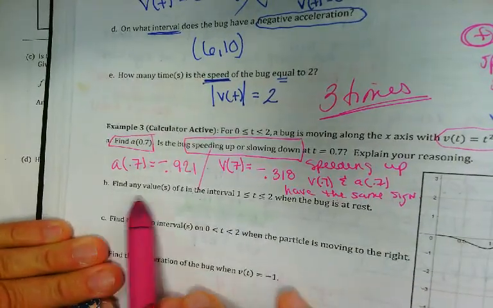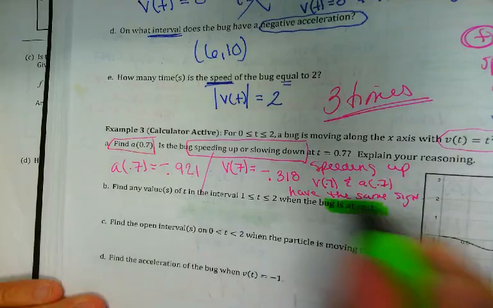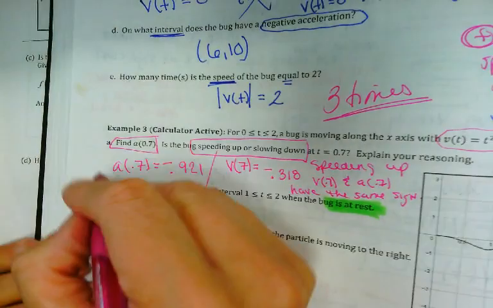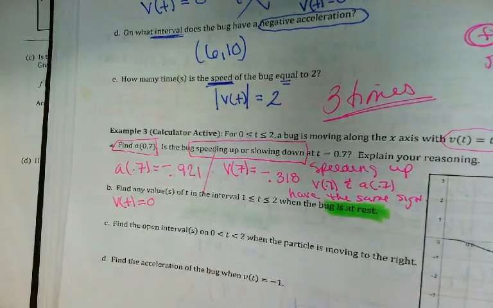All right. Find any values where the bug is at rest. So there's our keyword. What does at rest mean? Velocity. Velocity is about movement, remember. Velocity equals 0.